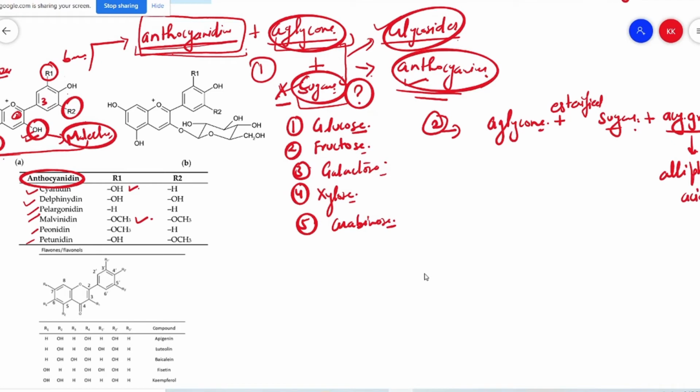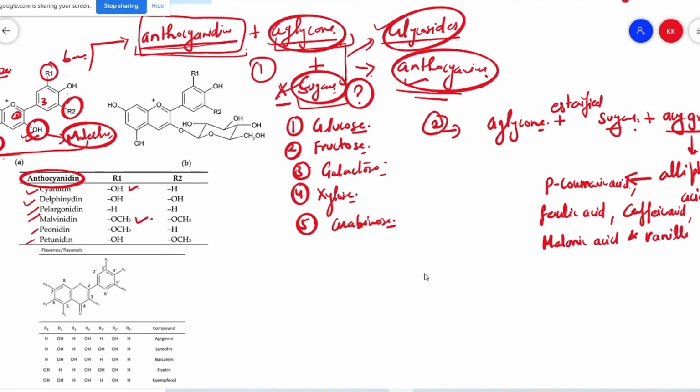And these aliphatic acids could be your p-coumaric acid, your ferulic acid, your caffeic acid, malonic acid, and vanillic acid. So this is the basic structure of the anthocyanin.